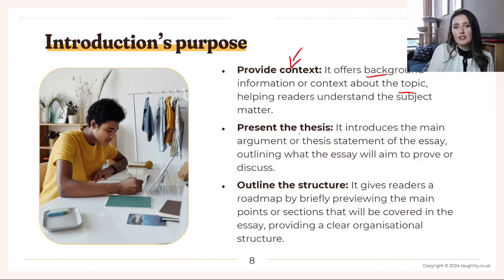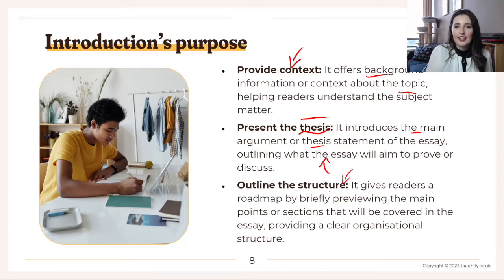You also should present your thesis. Now, thesis means your argument, your perspective. What are you trying to say about the text that the IB have given you? So you are introducing your main argument, the thesis statement of your essay. This really is to outline what your essay will aim to prove or discuss.